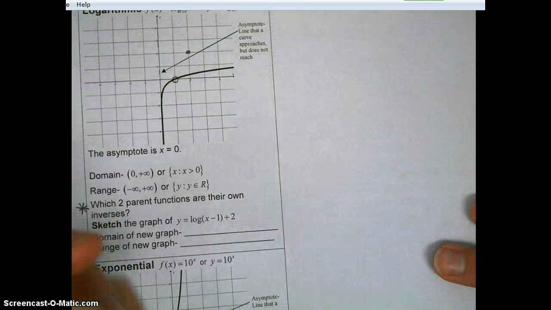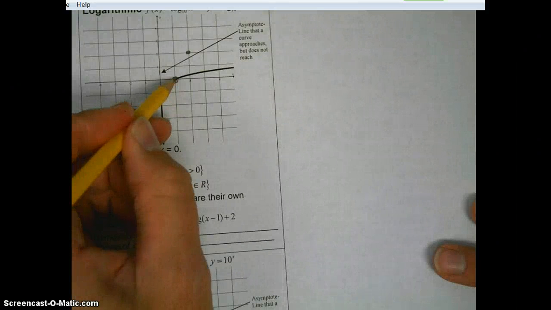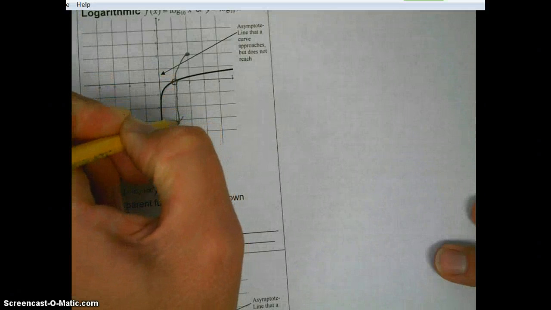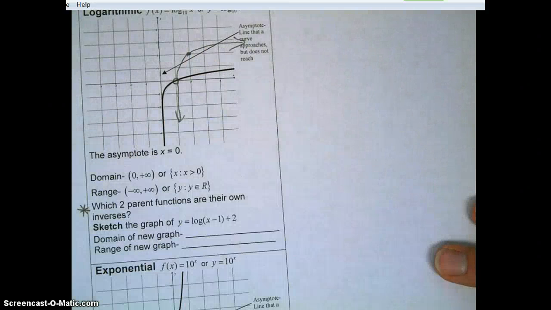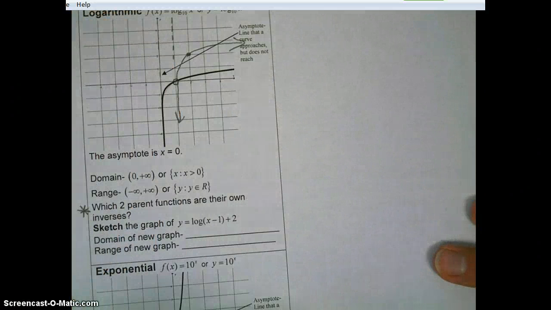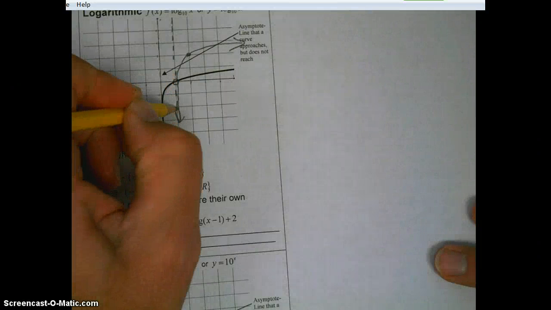Okay? So notice that from our original point, it goes down along the x-axis. So from our new point, it's going to go down along the next point over. Just like that. So notice where our vertical asymptote is going to end up. Our vertical asymptote is going to end up here.